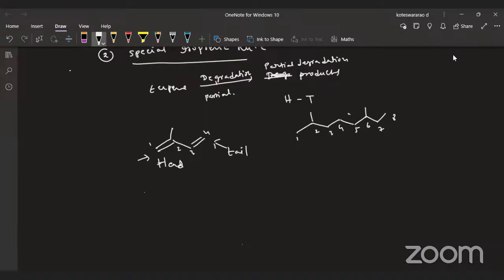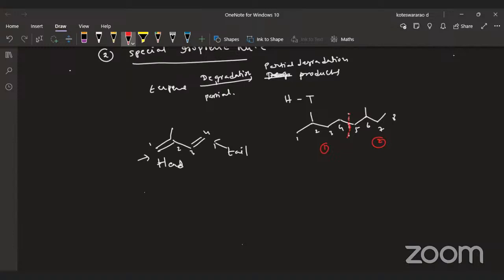Now this is the attaching bond between the two isoprenes. This is the linking bond. This is one isoprene, and this is another isoprene. Two isoprenes are linked together by this sigma bond. Now, how are these linked?